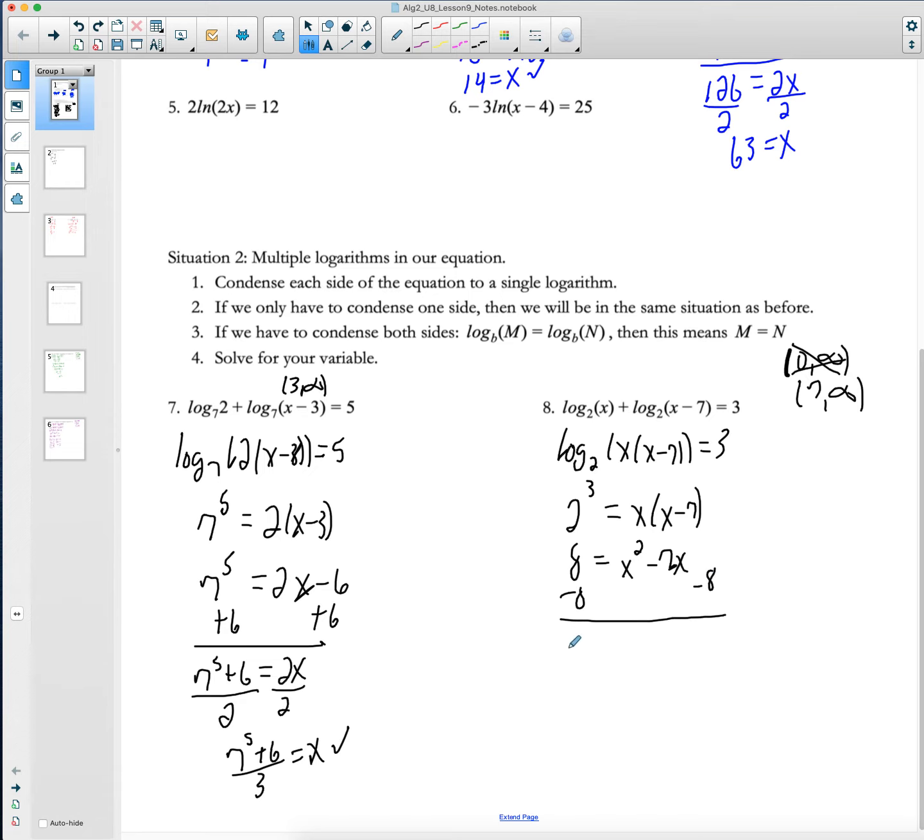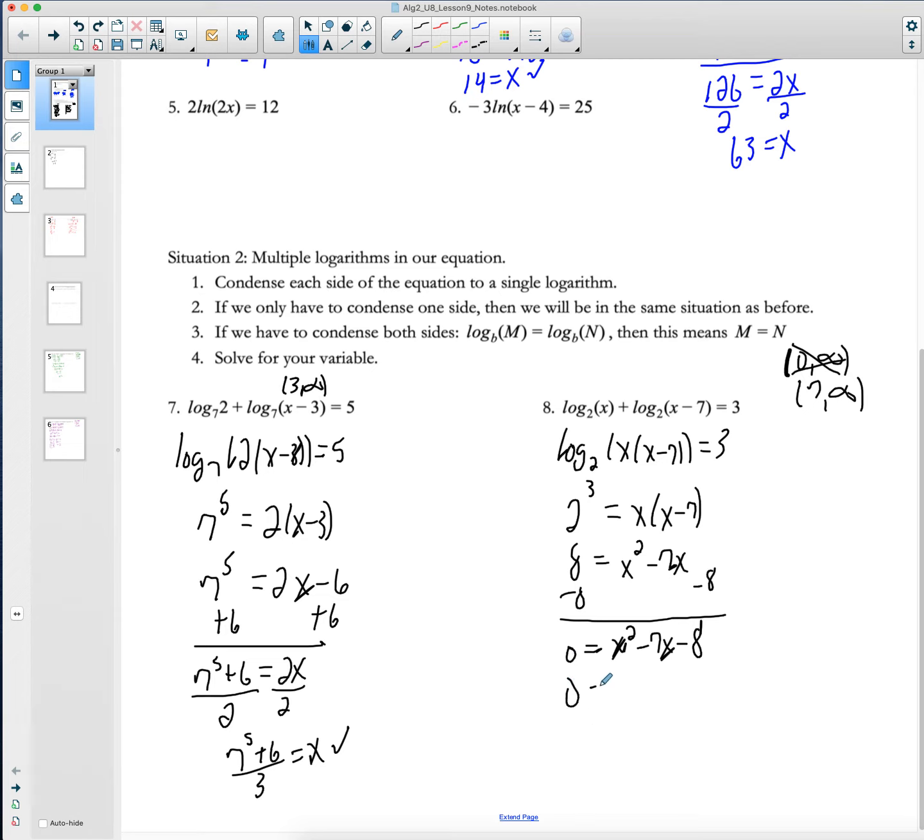All right, so I get 0 equals x squared minus 7x minus 8. Remember, you have a couple of choices on how you solve a quadratic. You could either use the quadratic formula or you could factor it, and I think that's what I'm going to do now.